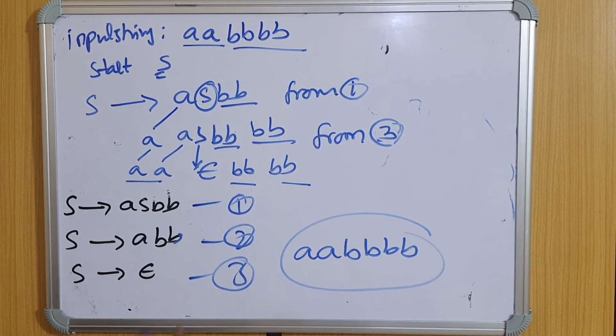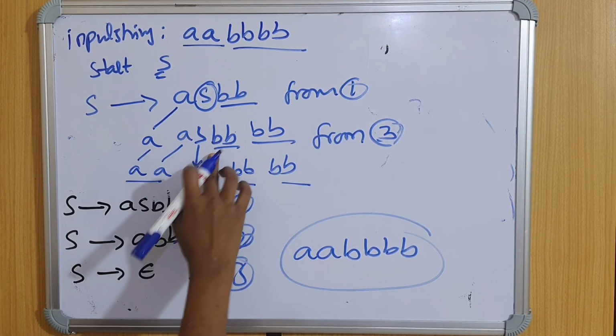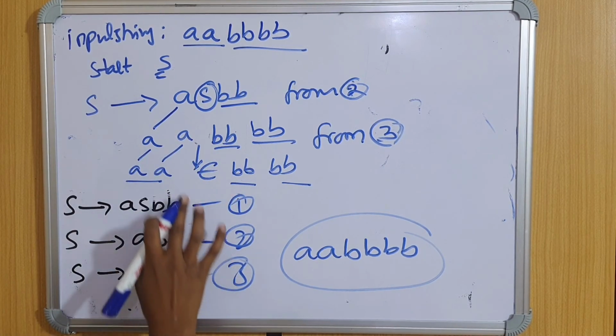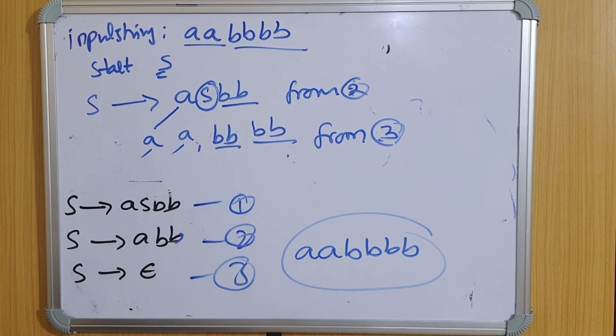You can also write here from rule 1, and in place of S write from rule 2, then you can get ABB. Here your step is finished. You can take it as your own wish. Okay. Thank you.